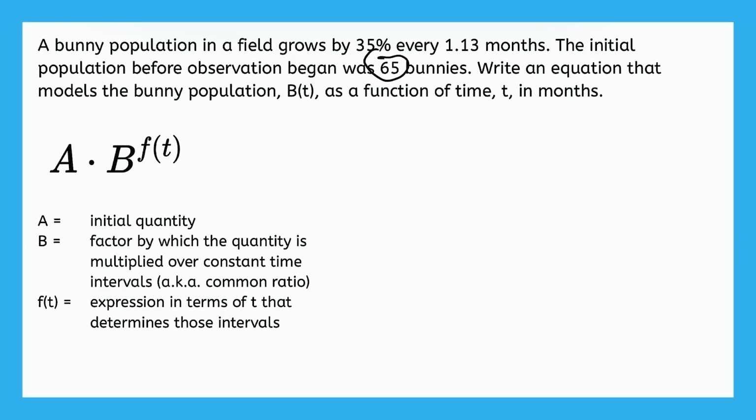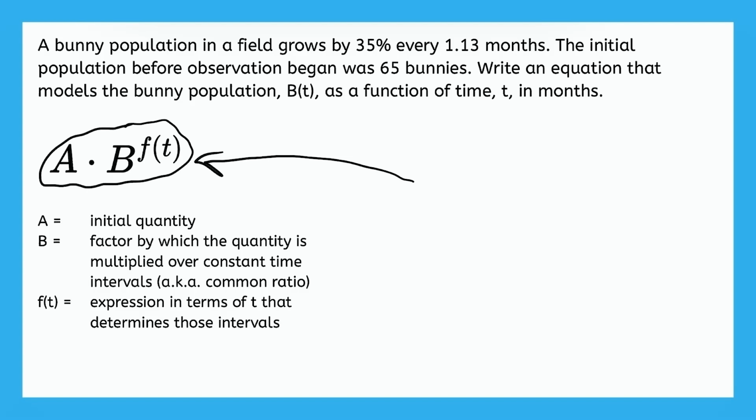And now we need to write an equation that models the bunny population, which we're calling B of t, as a function of time t in months. Okay, where do we start? So here's the template function that we'll be using as we try to model these situations. So we have all of this is equal to B of t in this case.